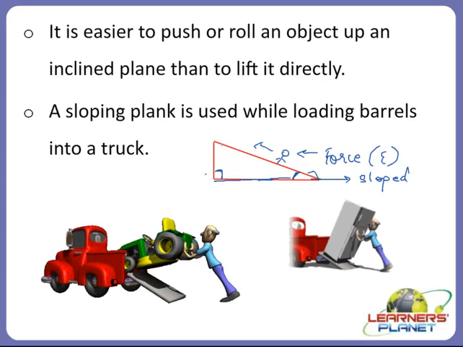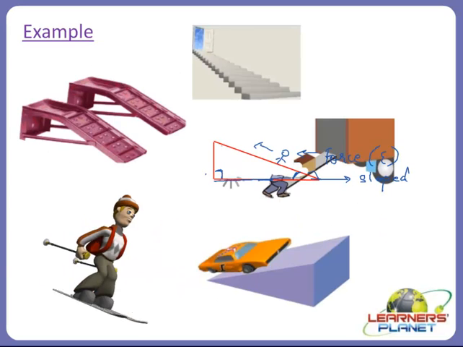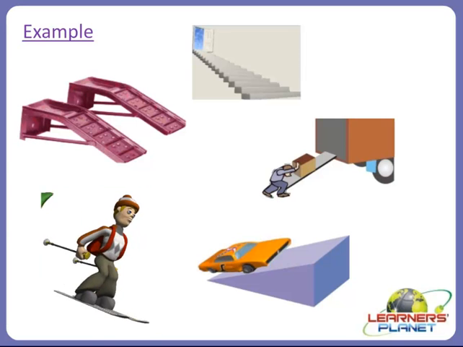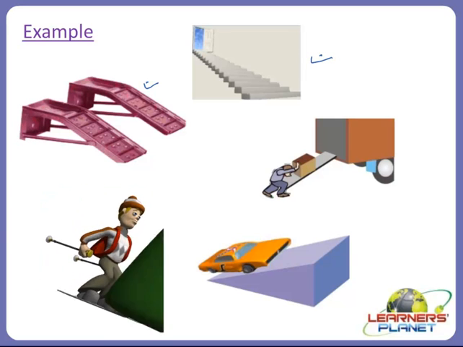So the inclined plane permits one to overcome a large resistance by applying small force through a longer distance than the load is to be raised. So it is easier to push or roll an object up an inclined plane than to lift it directly. For example, a sloping plank which is used while loading barrels or any other heavier object into the truck or the bus, right? So this is an example of an inclined plane, right? These staircases are examples of an inclined plane.